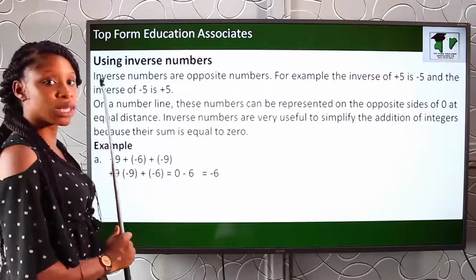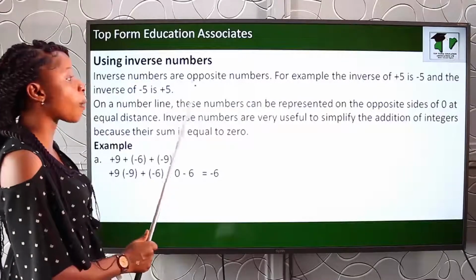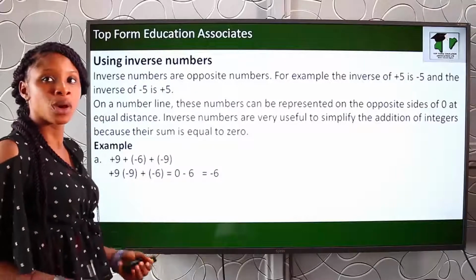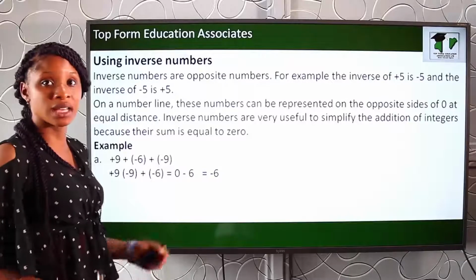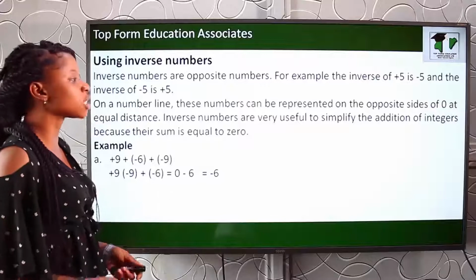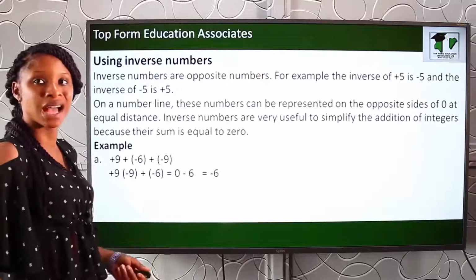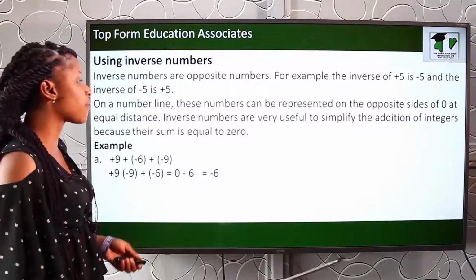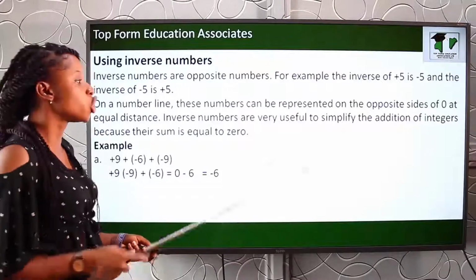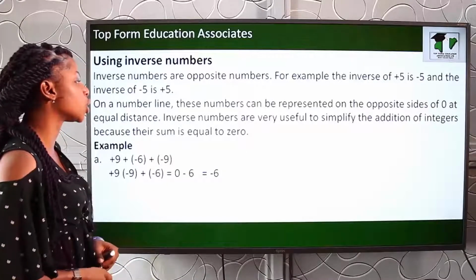Now, let's go to using inverse numbers. Inverse numbers are opposite numbers. For example, the inverse of plus 5 is minus 5, and the inverse of minus 5 is plus 5. On a number line, these numbers can be represented on opposite sides of 0, or the origin, at equal distance. If you have a number line and you want to find the inverse of a number, just go the same distance from 0 on the other side and you will get your inverse.